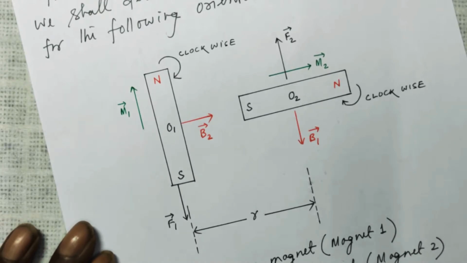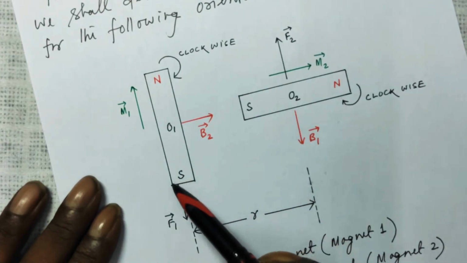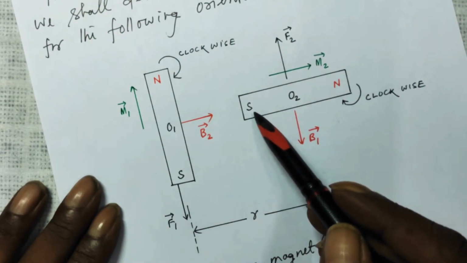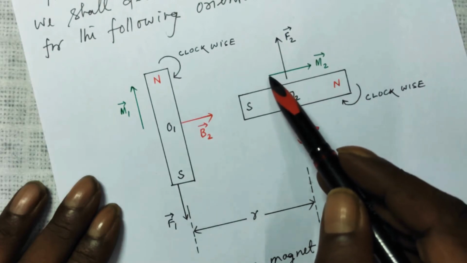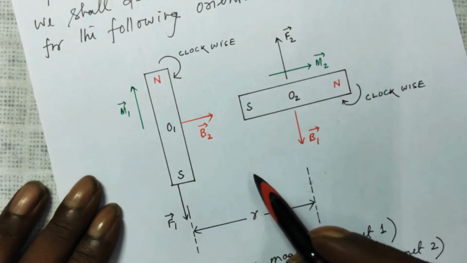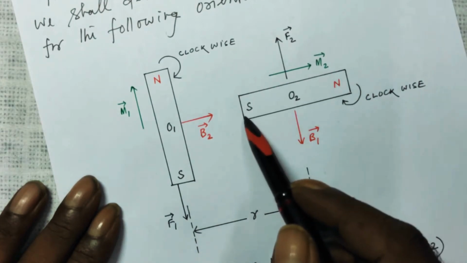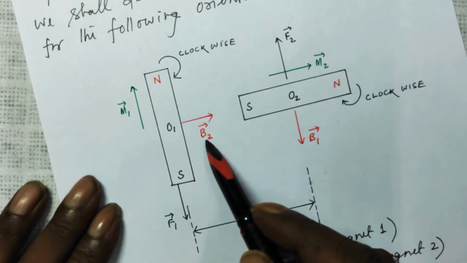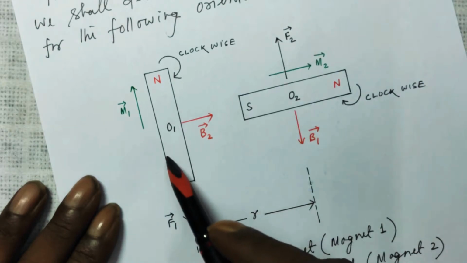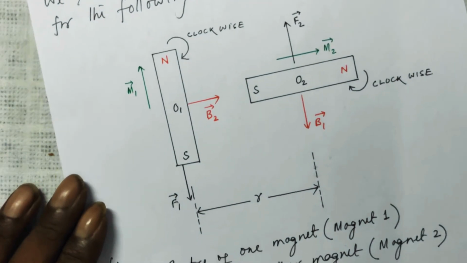We know the magnetic moment of a magnet is directed from south to north. So the magnetic moment of the first magnet, which I have shown here as M1, is directed from south to north. The magnetic moment of the second magnet will also be directed from south to north, shown here as M2. And we will find the magnetic field at the point O1 due to the second magnet, we will call it B2, and the magnetic field at O2 due to the first magnet, we will call it B1. It will be directed to this side, and that we will explain.